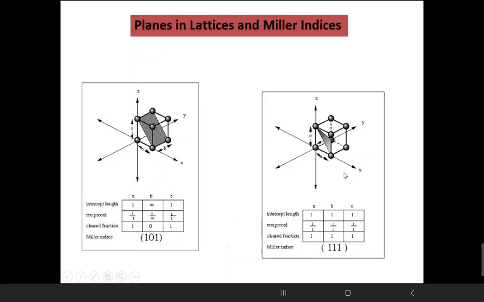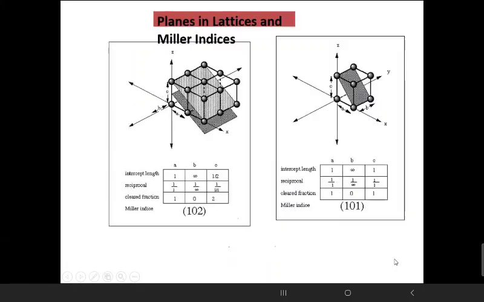We'll come to the second question. Here also A is 1, B is 1, C is 1. Here it cuts at point 1. Here also it cuts at point 1. So this is a plane. So 1, 1, 1, and the reciprocal is also 1, 1, 1. So altogether the Miller indices are 1, 1, 1.